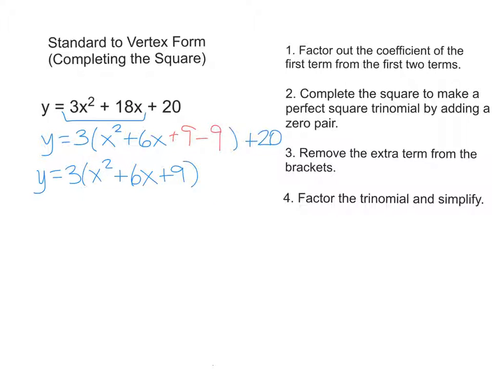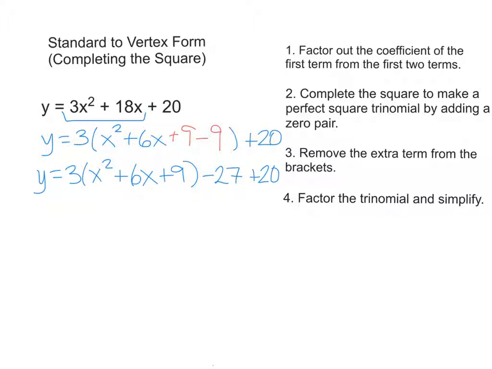Anybody know what it is? Still negative. It's a negative 27. Why is it a negative 27? Right. You have to multiply it by 3. When it's inside, it's multiplied by 3. Right? If I want to take it out, I actually have to multiply that. So 3 times negative 9 is negative 27.